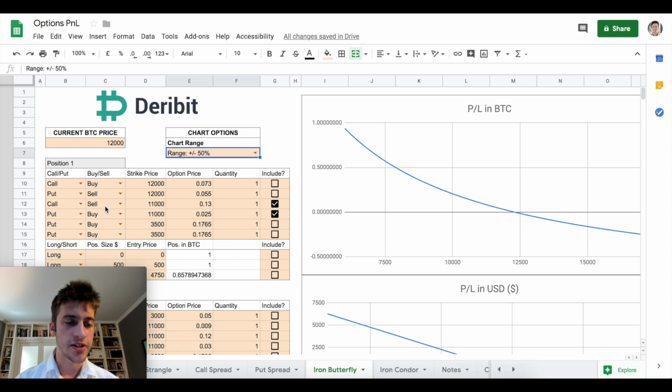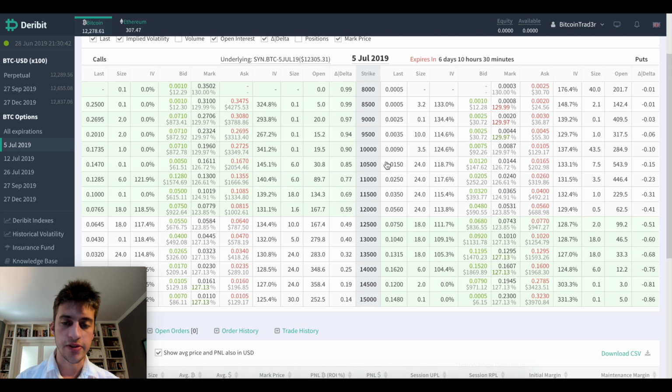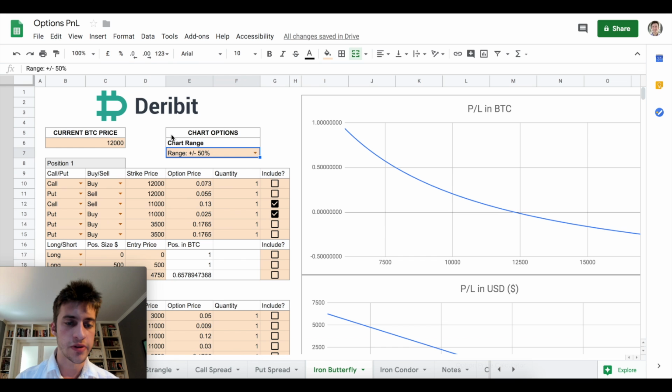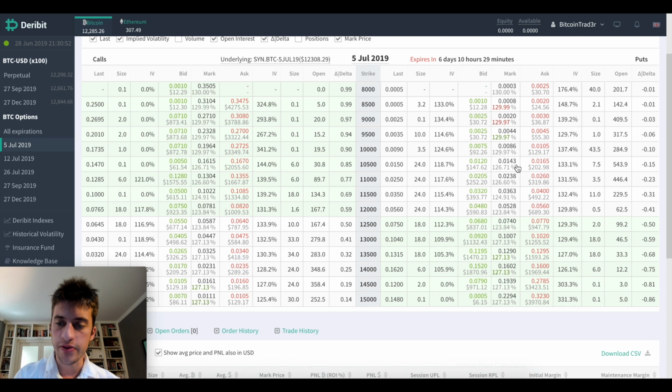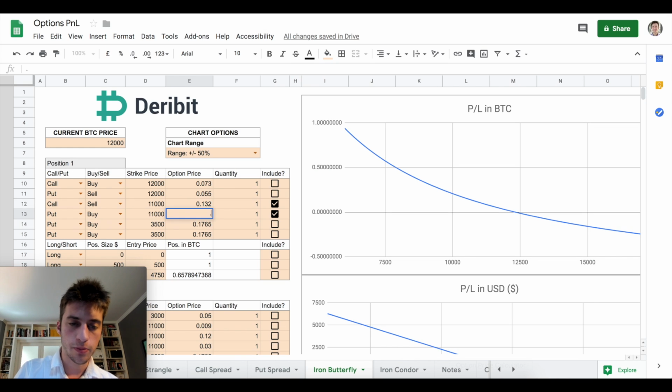The reason is you can't just flip these. I actually have to go back into the options book to see what I would actually be selling a call for at 11,000. If I was to sell a call at 11,000, I'm not selling it for 0.13. I'm selling it for probably 0.132. And if I'm buying a put, I'm probably buying the put at the strike of 11,000 for 0.022. Okay, that's better. Or let's just say 0.023 to be a little bit more fair.